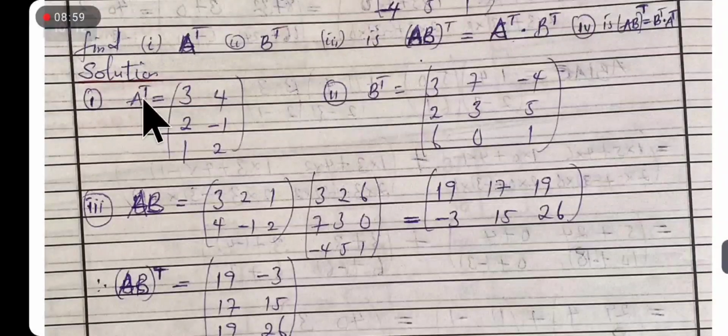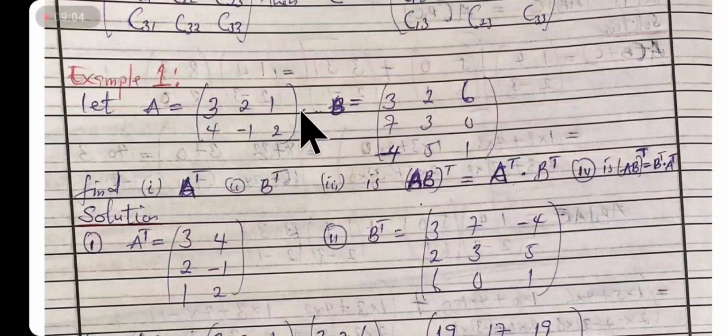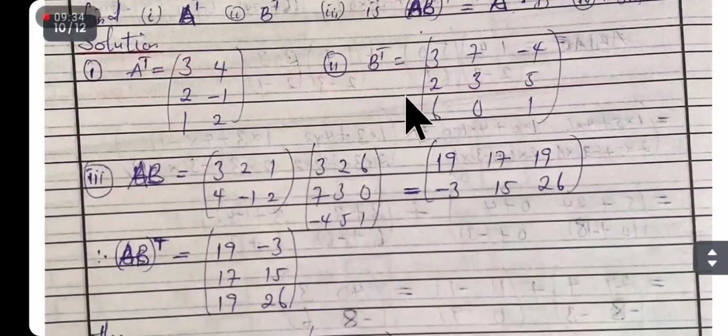Solution: the transpose of A. First of all, matrix A is this. The first row becomes the first column. Then the second row becomes the second column. You have found the transpose. And then the transpose of B: the first row 2, 6, 7 becomes the first column, the second row becomes the second column, and the last row becomes the last column. So that is how to find that transpose.